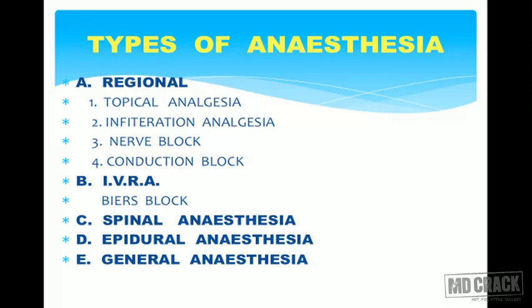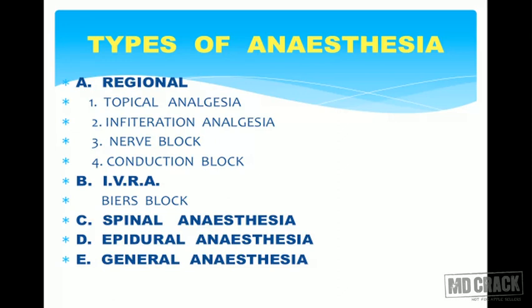Second form is infiltration analgesia. In this form, the drug is injected inside the subcutaneous tissue with the help of a needle, and that part of the body could be anesthetized. Third form is nerve block. This can be achieved by blocking a nerve by injecting local anesthetic solution through the pathway of the nerve so that all the regions supplied by that particular nerve are anesthetized. And fourth is conduction block. In this, block is achieved by blocking all the nerves supplying a specific region of the body.